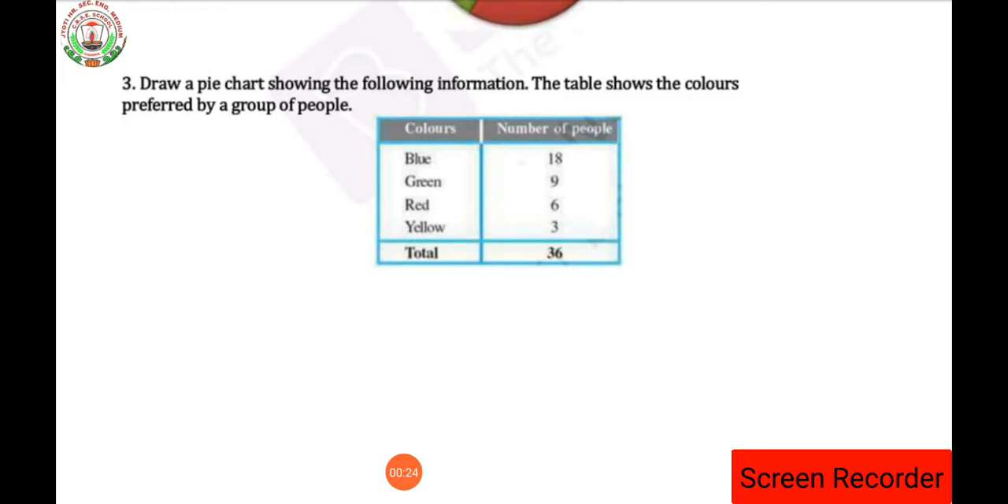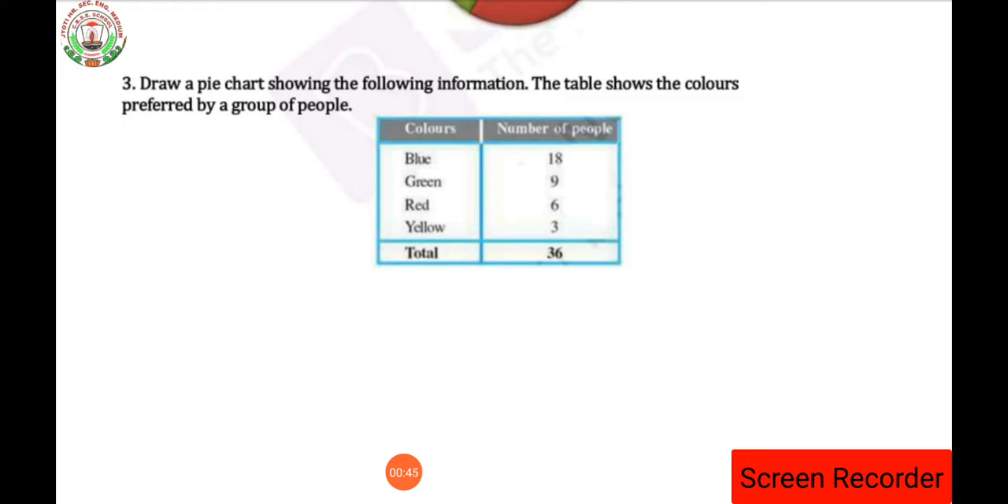Okay, so hope you people understood question number 1 and 2 from exercise 5.2. So here we go. What does question number 3 say? Draw a pie chart showing the following information. The table shows the color preferred by a group of people.